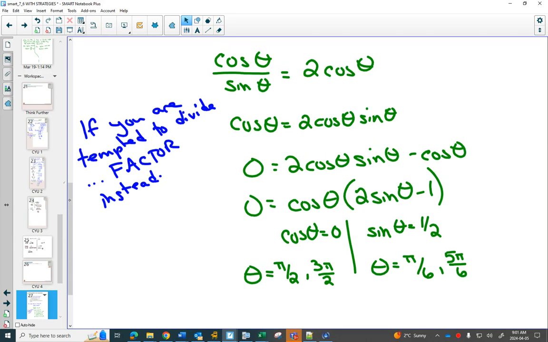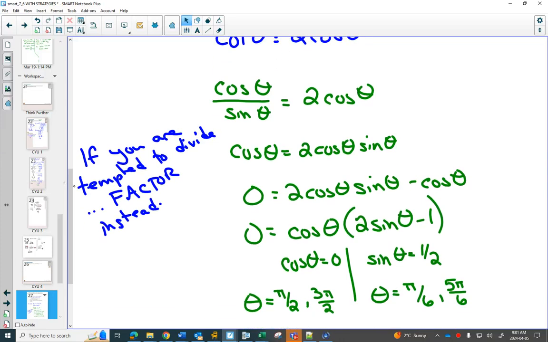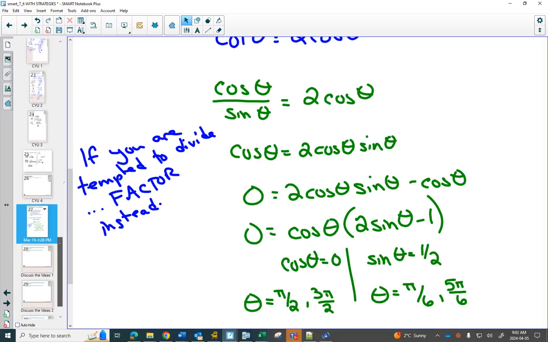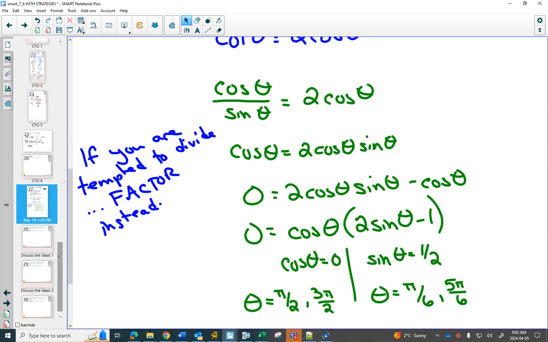So in our strategies here, we used the one where we changed to sine and cosine. We got rid of fractions. And we had to factor in the end. All right, next set of ones that we're going to do.